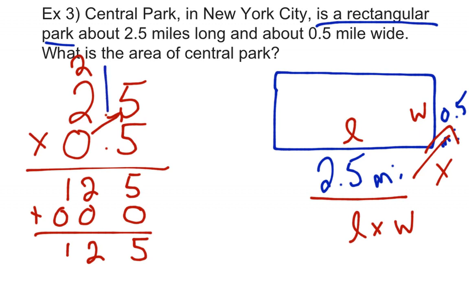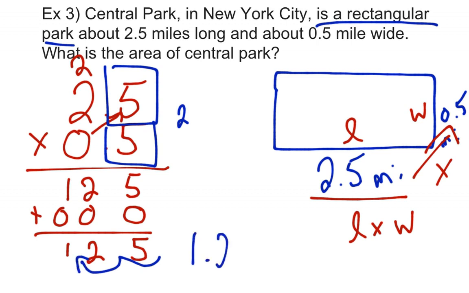Looking back up to count my decimal places, here's one decimal place here in the 0.5, one decimal place here in the 0.5, so that's a total of 2 decimal places that we should have. So 2 decimal places here, which gives me the answer of 1.25.